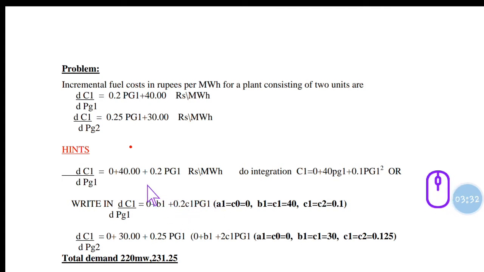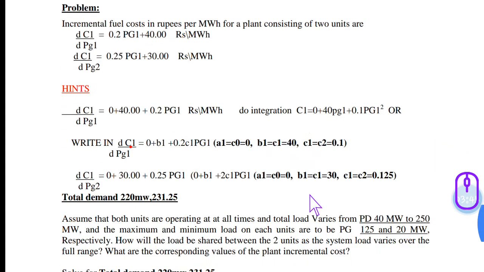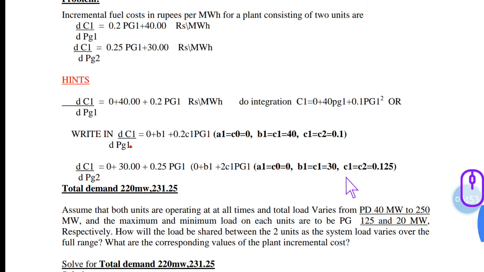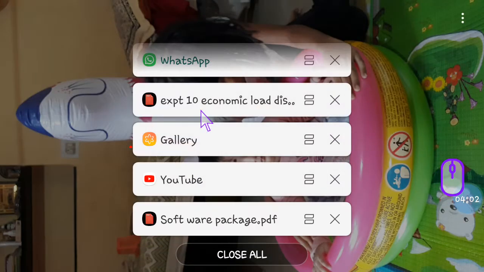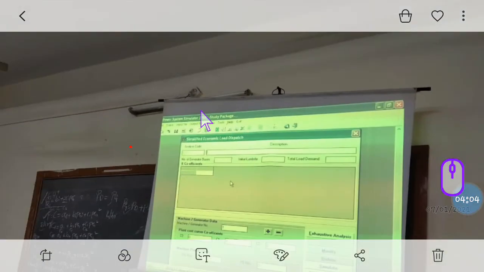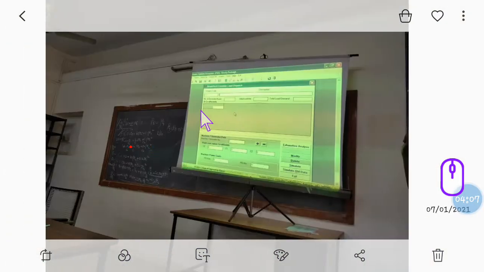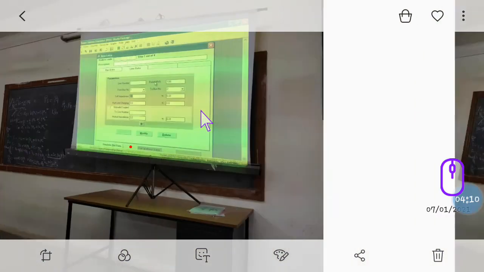So b1 plus 2c1 Pg1, where 2c1 is 0.2, so c1 will be 0.1. The same thing, dc2 by dPg2 also you have to do. You get the values, and the total demand is given here. I'll show how exactly you will get this. Just have a look. Okay, just now I told this.